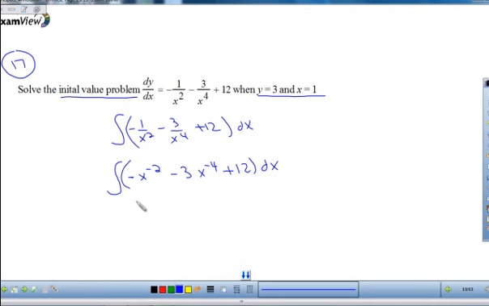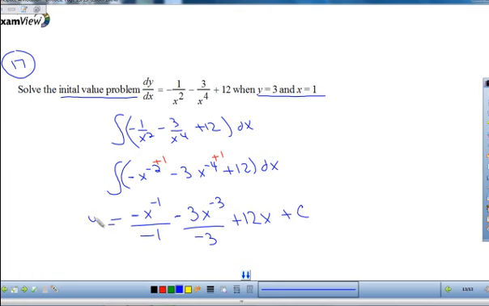The antiderivative of x to the negative 2: remember, we're going to add 1, so that's going to be x to the negative 1 divided by the new exponent. Bring down the negative 3 because it's a coefficient. We're going to add 1: negative 4 plus 1 gives me negative 3, divided by the new exponent. And the antiderivative of 12 would be 12x. And don't forget your plus c.